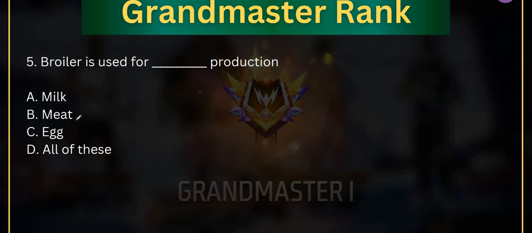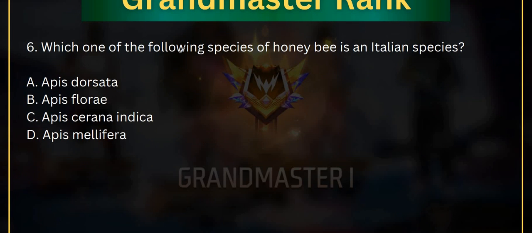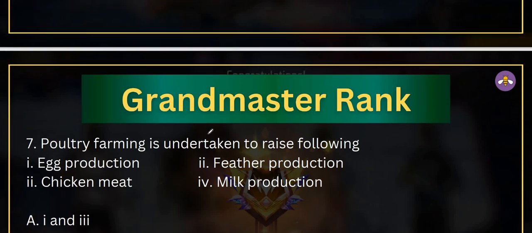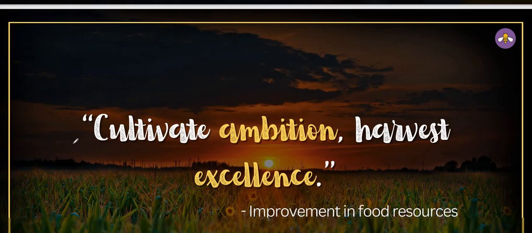Broiler is used for meat production, good meat production. Then, which one of the following species of honeybee is an Italian species? This one, Mellifera. Yeah, poultry farming is undertaken for the following. Of course, egg production and chicken production. 1 and 2 means option B.